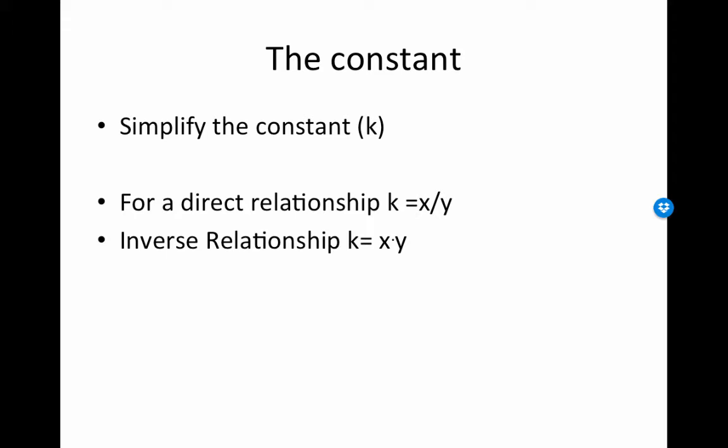So the constant, simplified with the letter k, is a relationship between the ratios of the two variables, which defines proportionality. So for direct relationship, k is proportional to x divided by y, and for an inverse relationship, k is proportional to x times y.